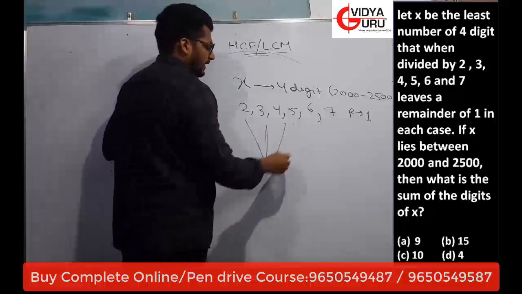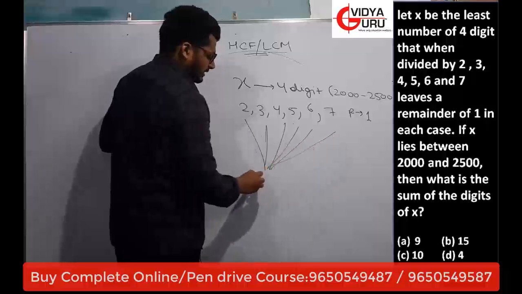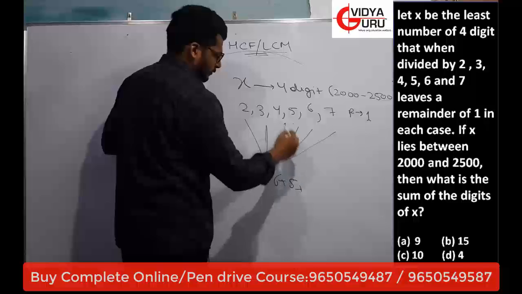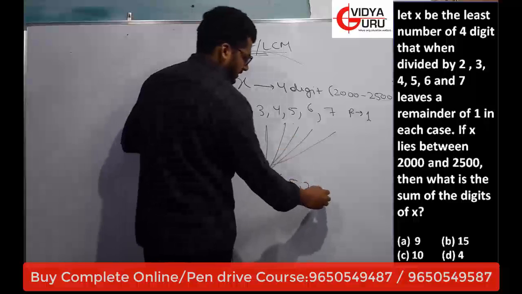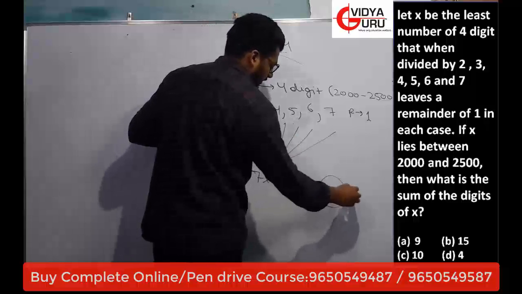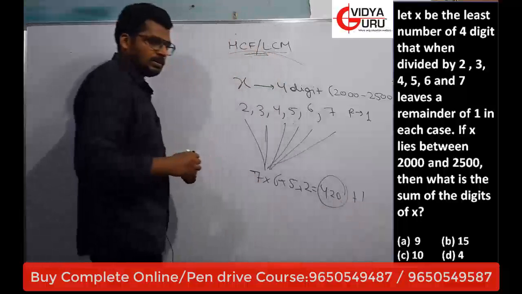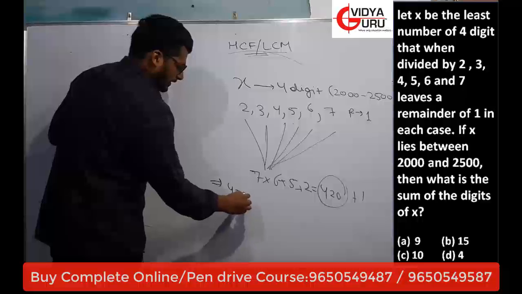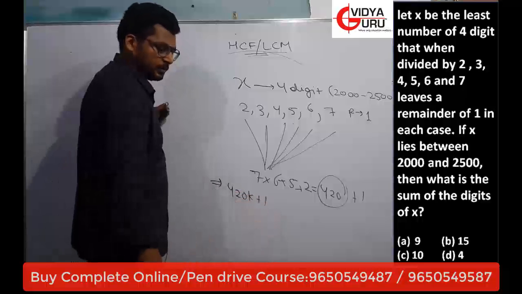So we will again find the LCM. What will be the LCM? We will take 7 as the LCM. 6 will be multiplied, 5 will be multiplied, 4 and 2 will be multiplied. So again the LCM will be 420, and the remainder we need to leave is 1. So the number will be of the form 420k plus 1.